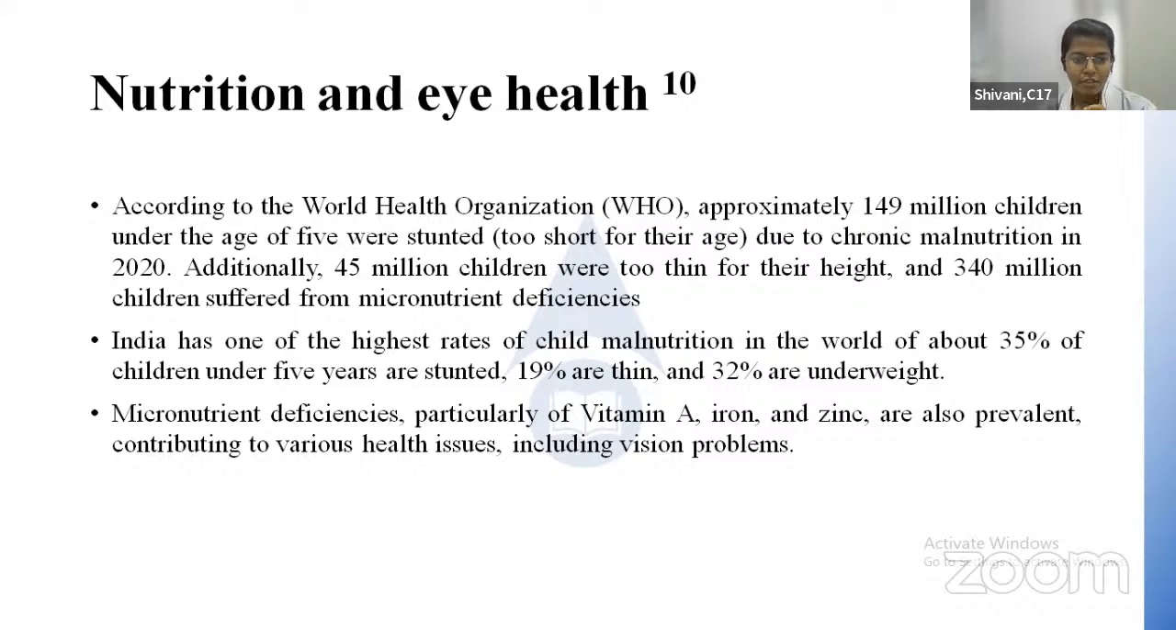India has one of the highest rates of child malnutrition in the world, with about 35% of children under 5 years stunted, 19% thin, and 32% underweight. Micronutrient deficiencies, particularly of vitamin A, iron, and zinc, are also prevalent, contributing to various health issues, including vision problems.